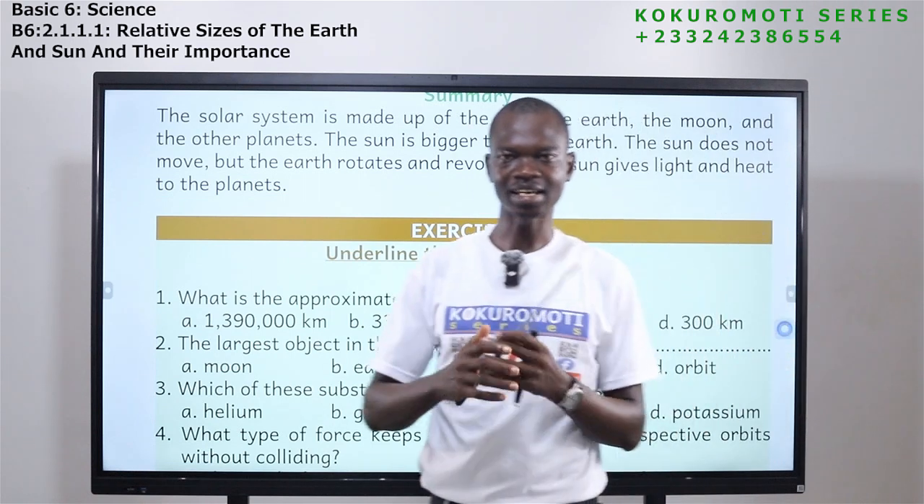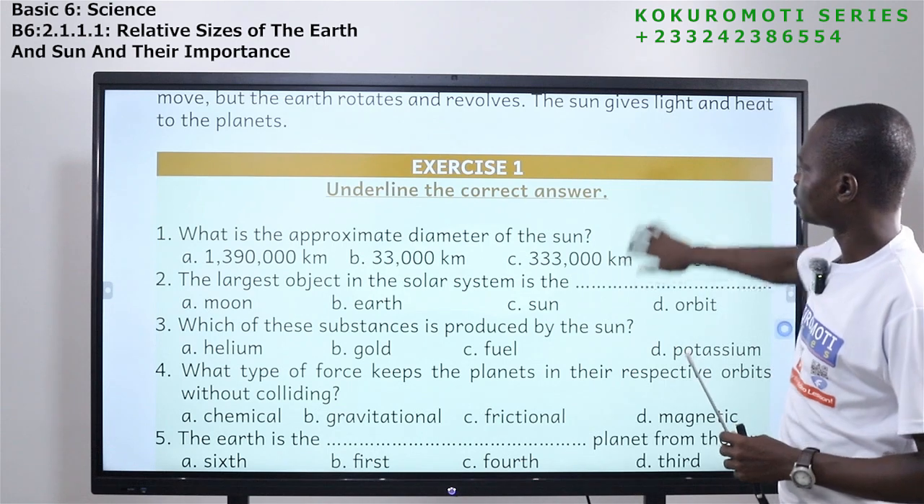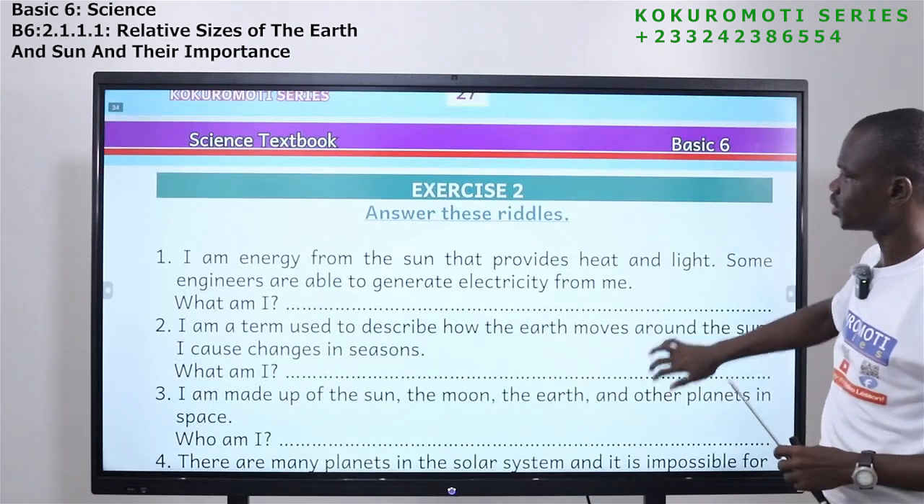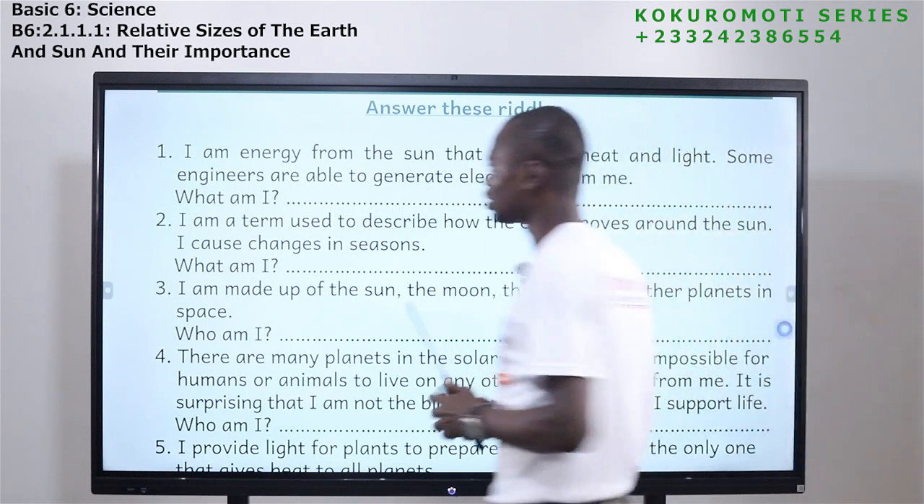We are looking at the exercises. Let's look at the exercises. We have exercise 1. You are to underline the correct answer. We have 5 questions. Exercise 2 is here. We have riddles. Let me read out the first one to you.